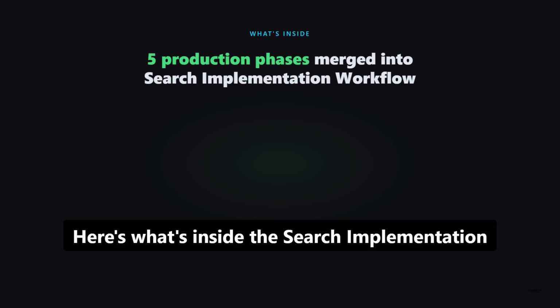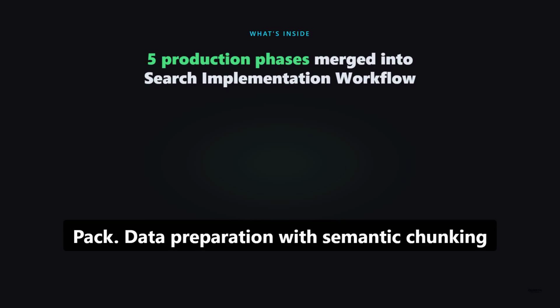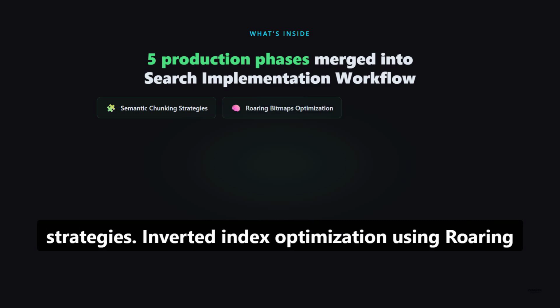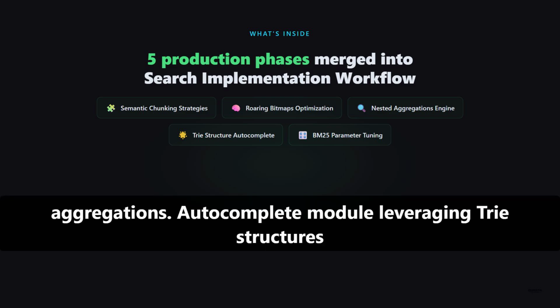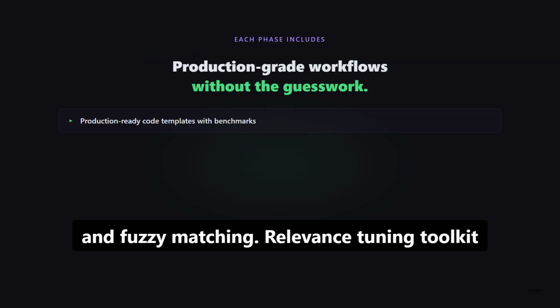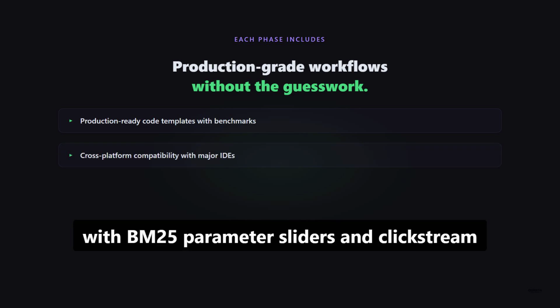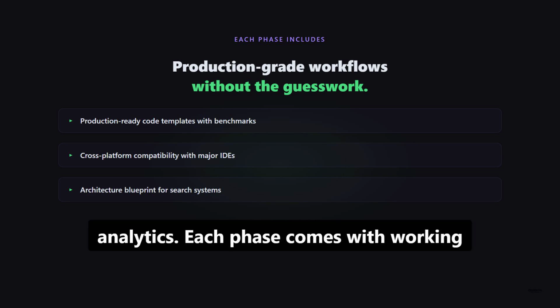Here's what's inside the Search Implementation Pack. Data preparation with semantic chunking strategies. Inverted index optimization using roaring bitmaps. Faceted filtering engine with nested aggregations. Autocomplete module leveraging trie structures and fuzzy matching. Relevance tuning toolkit with BM25 parameter sliders and clickstream analytics.